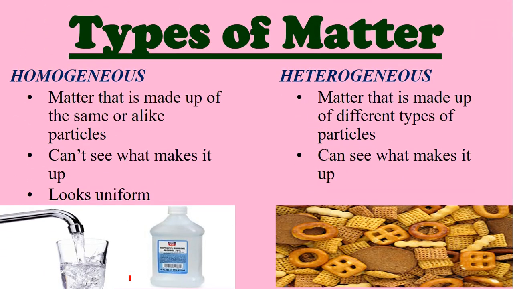So the two types of matter are homogeneous and heterogeneous. And we can break down these words. We know the prefix homo means same, and hetero means different, and geneous just means composition. So homogeneous is matter that is made up of same or like particles. So when you look at it, you can't see the individual things making it up.